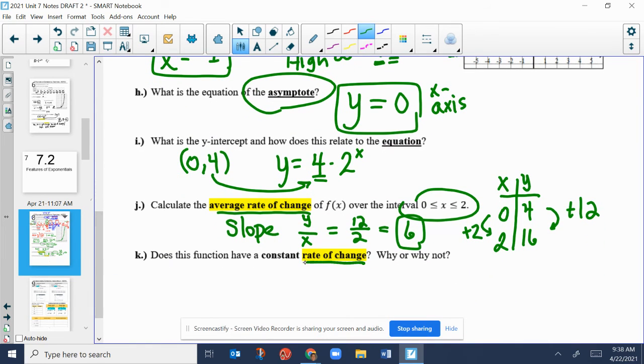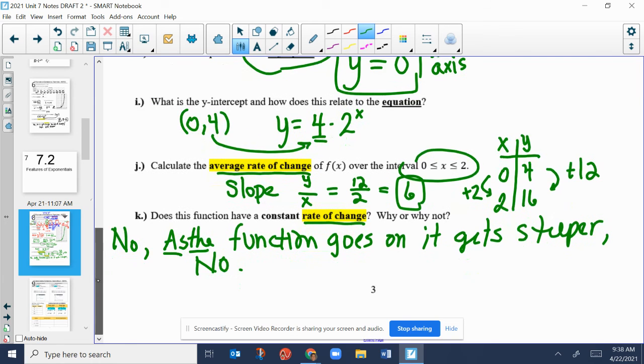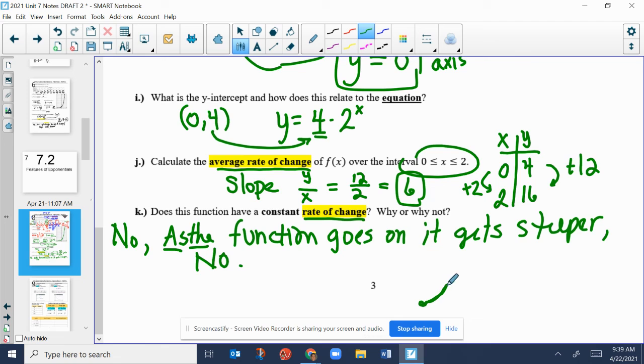Does this function have a constant rate of change? Well, that was 6, but as this function goes on, it gets steeper. So the answer is no. I should have said no first, maybe. As the function goes on, it gets steeper. It's not constant. So here it was a steepness of 6, and then here it would be even steeper, and so on. It gets steeper as it's going up. Steeper than this, steeper than that. So as you move this way, your graph is getting steeper, steeper, steeper.